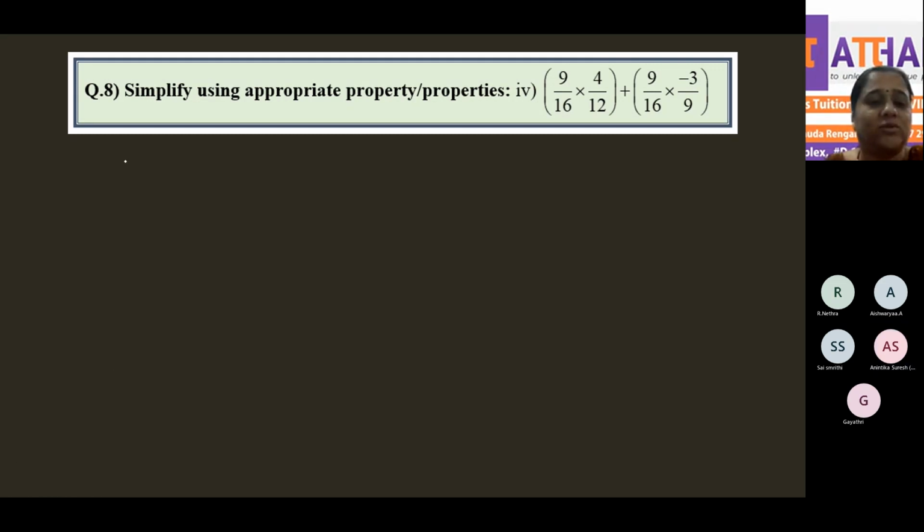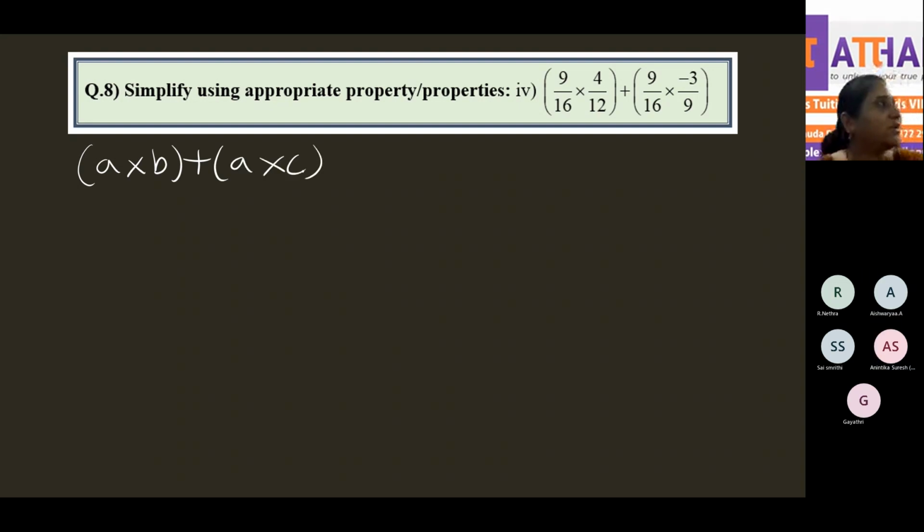It looks like A into B plus... A into B plus C. No. Sorry, Anitika. Tell me again. A into B plus A into C. Is this right, Shreya? Yes. Ma'am, can I tell? Yes. Ma'am, it is like A into B plus C. No, ma'am. It is A into B plus A into C.